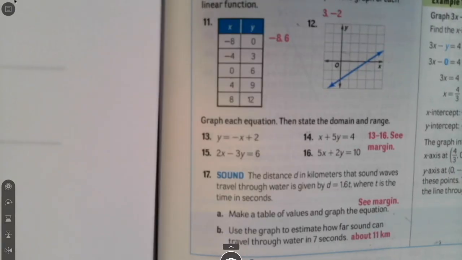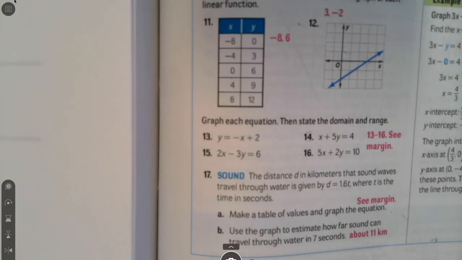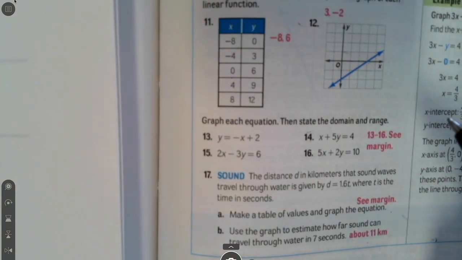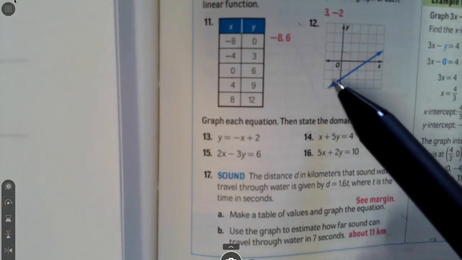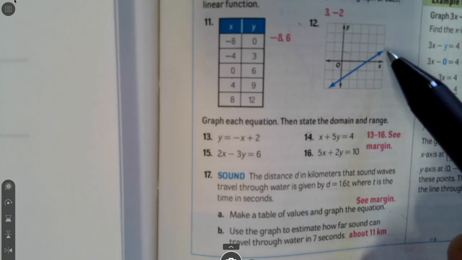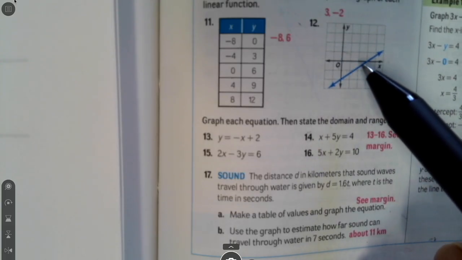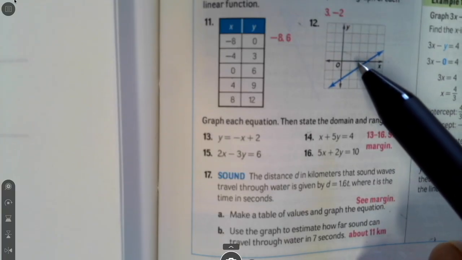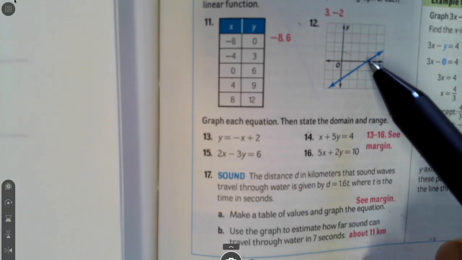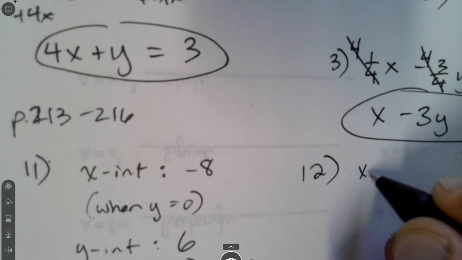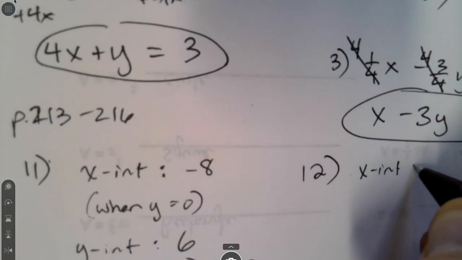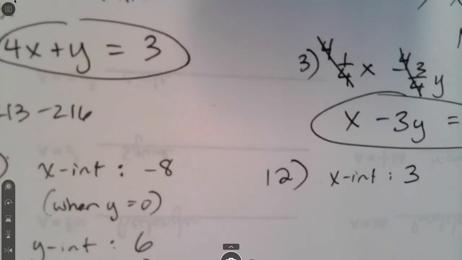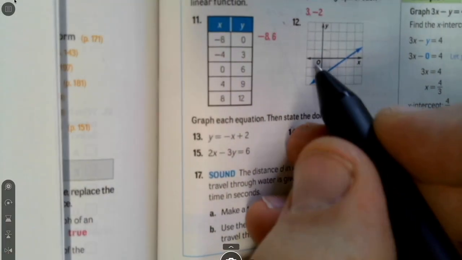Okay, number 12, we're going to look at a graph. So remember what x and y-intercept mean. The x-intercept is where the graph, the line, in this case the blue line, intersects or crosses the x-axis, which is this one. So that's at 1, 2, 3. So this point right here is its x-intercept, because that's where the line crosses the x-axis.